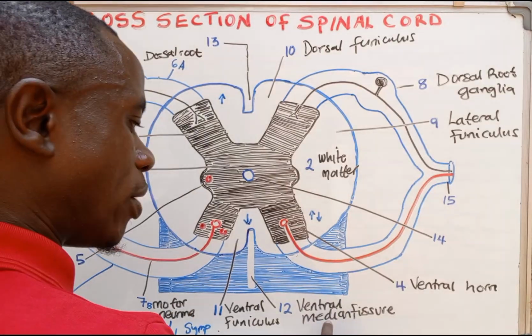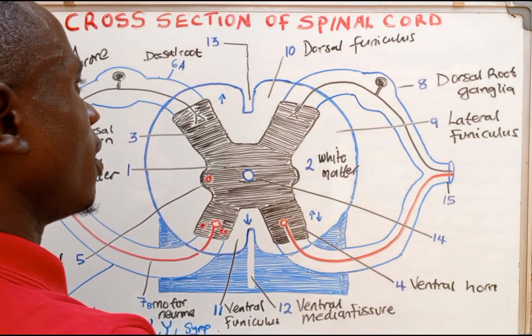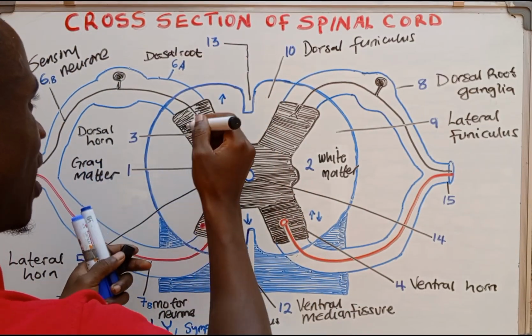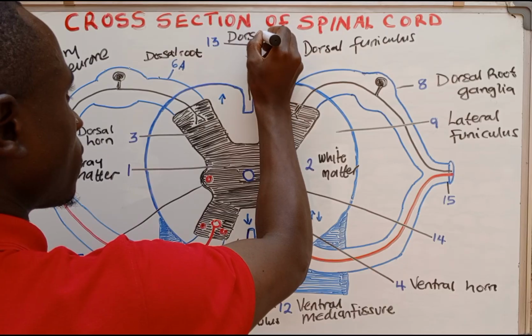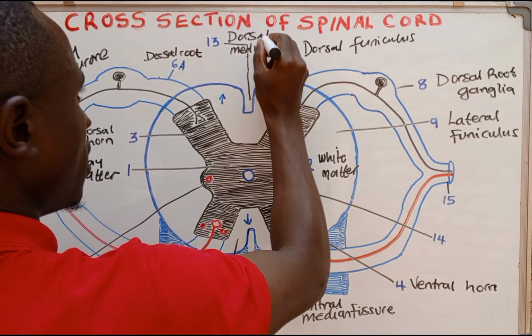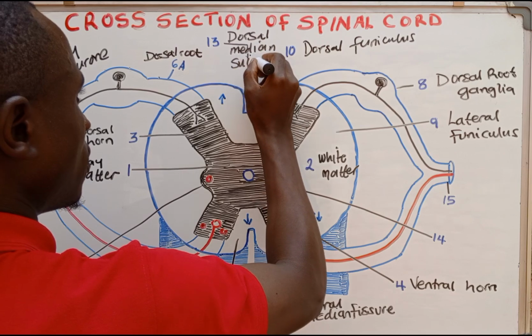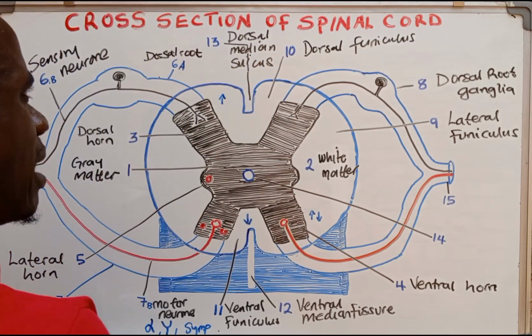Now coming to number 13 at the back. Of course, we're not going to have a fissure on this side. We are going to have what we call a sulcus. So this number 13 is the dorsal median sulcus. That's our number 13.